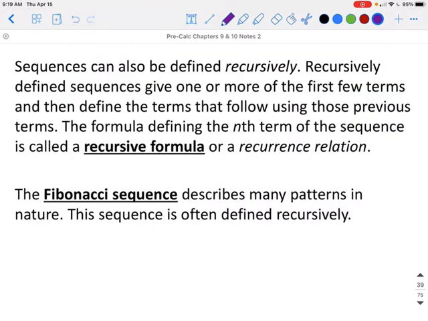Sequences can also be defined recursively. Recursively defined sequences give one or more of the first terms and then define the terms that follow using those previous terms. The formula defining the nth term of a sequence is called a recursive formula. The Fibonacci sequence describes many patterns in nature. This sequence is often defined recursively.